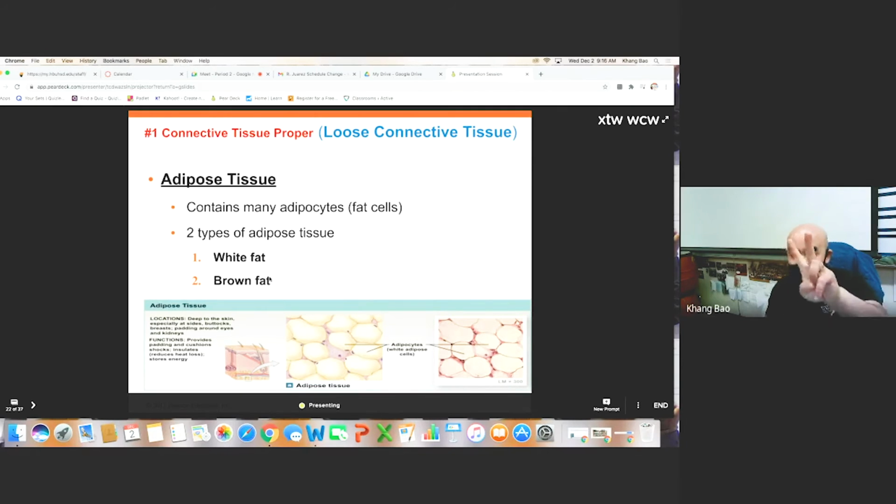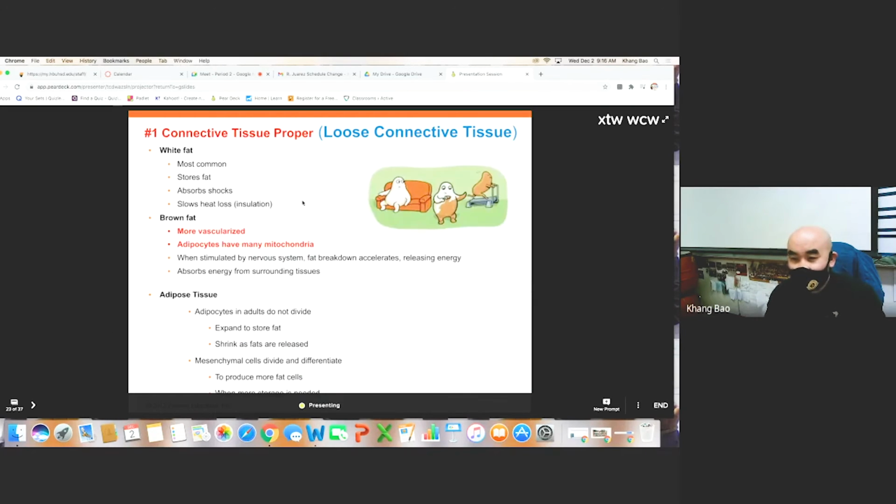You have two types of fat, by the way. You have white and brown fat. I'm not sure you guys have heard of that. Okay, so how are they different from each other? Well, white fat is the most common. So when we talk about fat, we tend to think white fat. Their job is to store fat or store energy. Remember, fat is extra carbs that we don't use, extra energy we don't use. It absorbs shocks, slows heat loss, provides insulation, and that's the function of white fat.